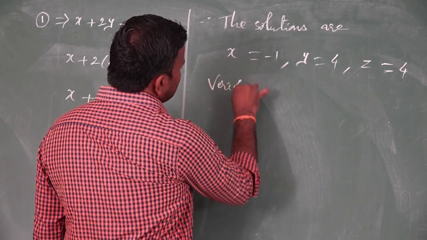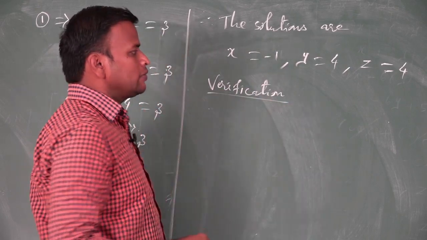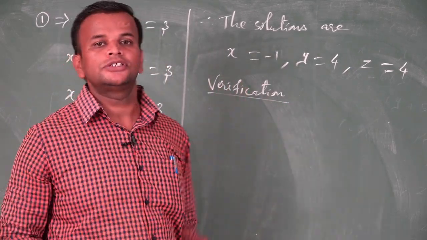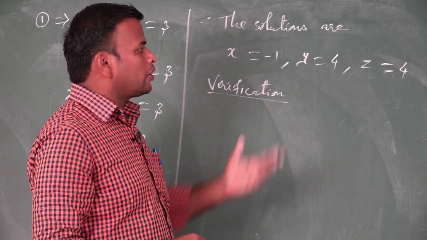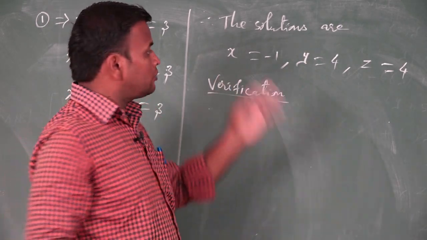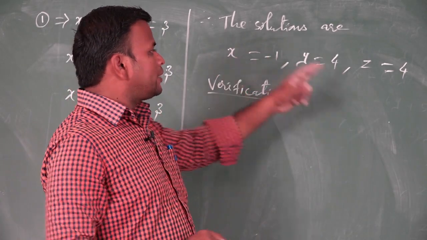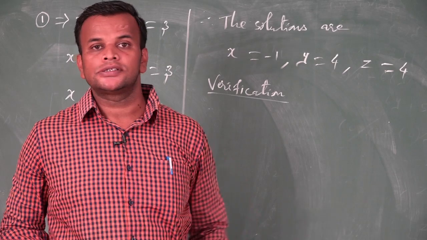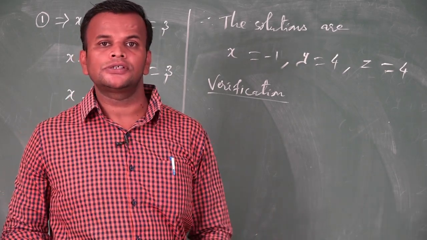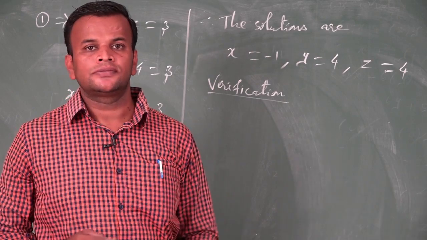For our convenience, we take a verification. The verification means checking whether our answer is correct or not. Suppose we do the problem in a test or exam and you have a doubt in the given solutions. How to check? We take the given values in any one of the three equations. It is your choice. Suppose the equation is satisfied, our answer is correct.